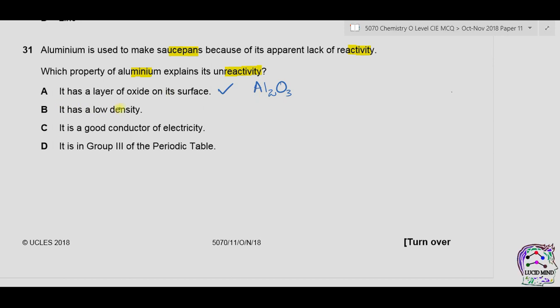B. It has low density. This is a true statement, but it does not have anything to do with reactivity. C. It is a good conductor of electricity. This is also a true statement, but again it does not define unreactivity of aluminum. D. It is in group 3 of the periodic table. This is also a true statement, but it does not define unreactivity. Correct answer is therefore A.